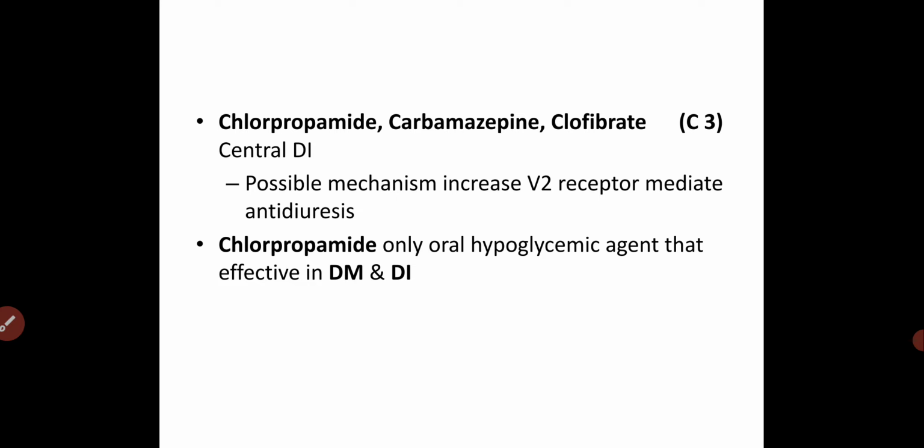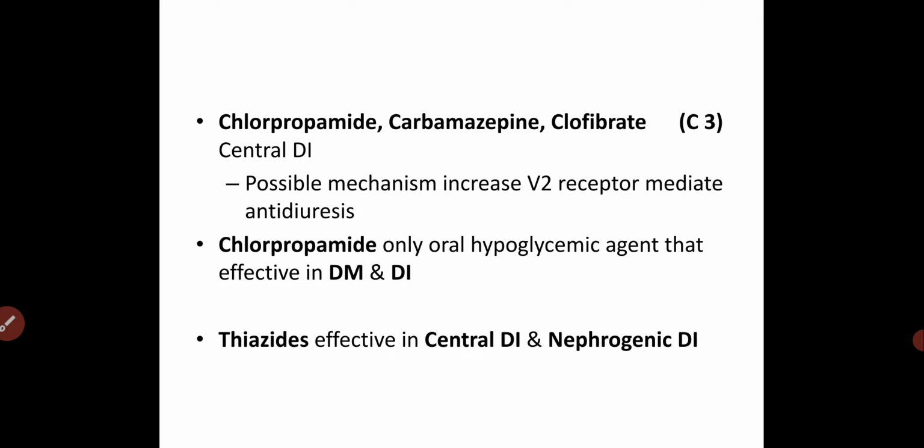Chlorpropamide is the only oral hypoglycemic agent that is useful in diabetes mellitus and also in diabetes insipidus. We will learn chlorpropamide later in the endocrine system, in diabetes mellitus. It is a sulfonylurea, a longer acting drug used as a hypoglycemic agent. It is also useful in diabetes insipidus. So if an MCQ asks for the one drug useful in both diabetes mellitus and diabetes insipidus, your answer is chlorpropamide. Try to remember this for MCQ purposes.